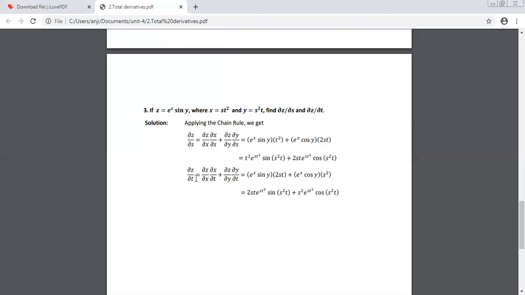Now ∂z/∂t is equal to ∂z/∂x into ∂x/∂t plus ∂z/∂y into ∂y/∂t, that equals e^x into sin y into 2st plus e^x into cos y into s². So the total value is 2st e^(st²) sin(s²t) plus s² e^(st²) cos(s²t).